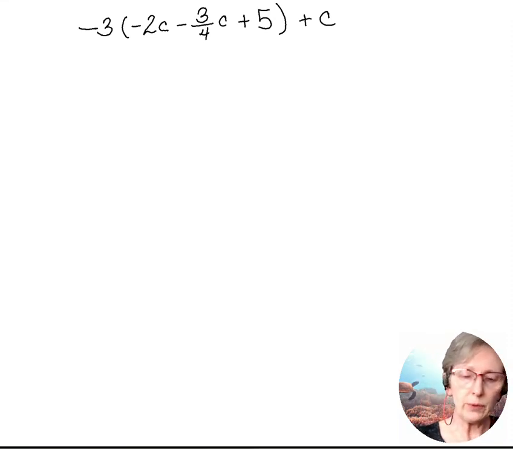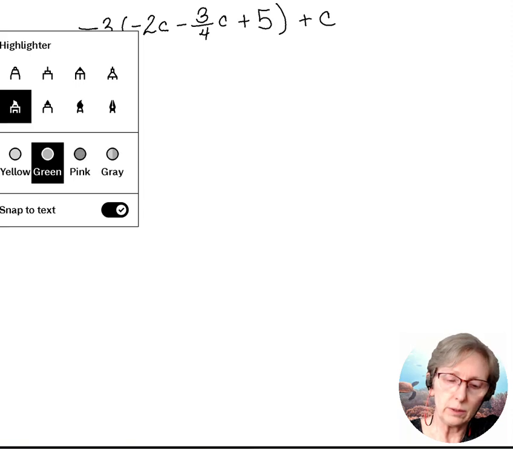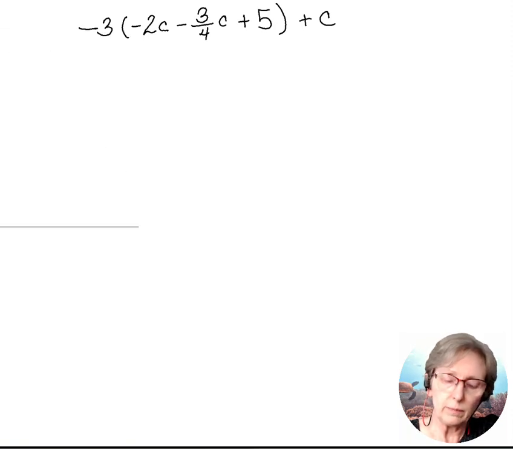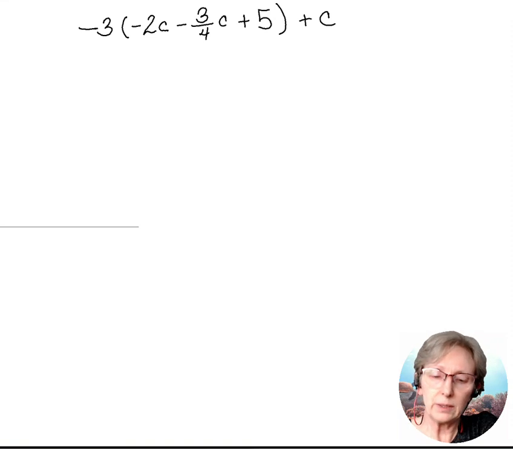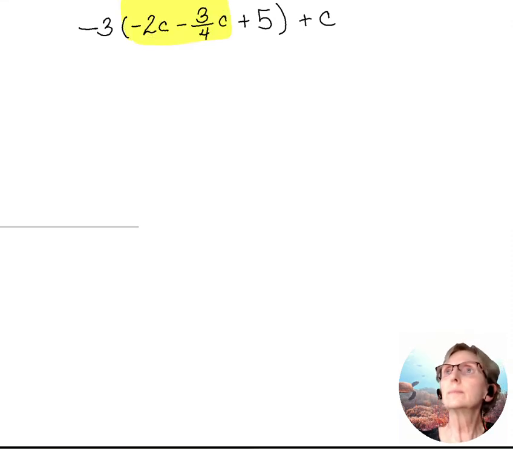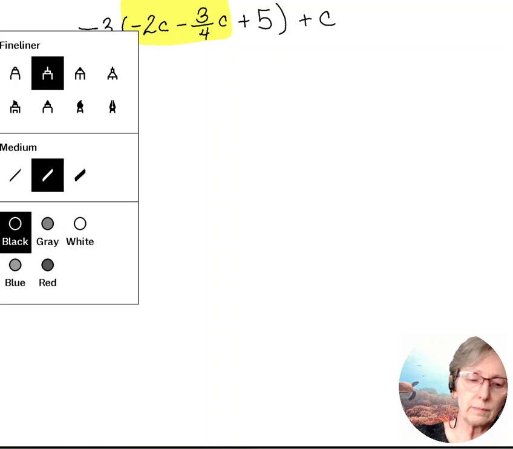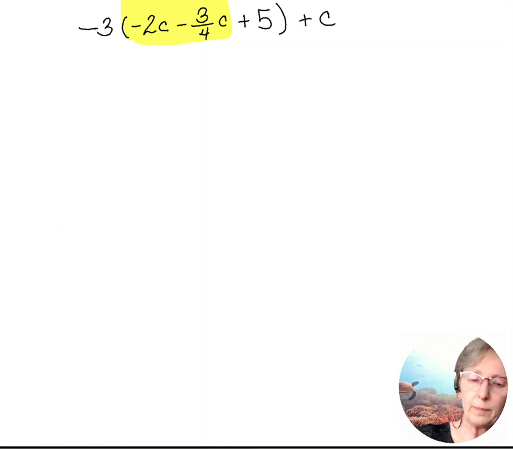Now, my way of doing it, I would simplify what's inside the parentheses first. I just think it's going to make it a little bit easier. So let me get a highlighter here. So if I look inside the parentheses, my like terms are going to be these two guys. So let me take these off to the side here.